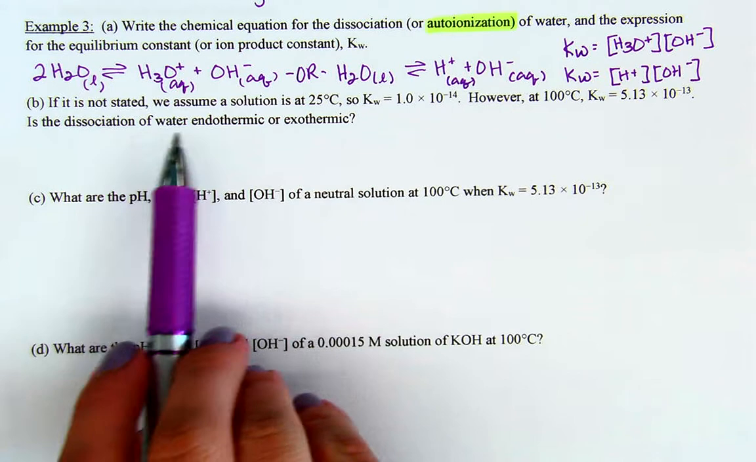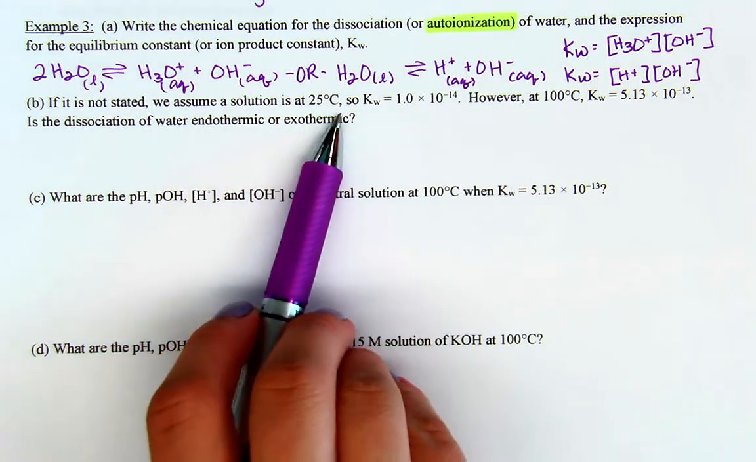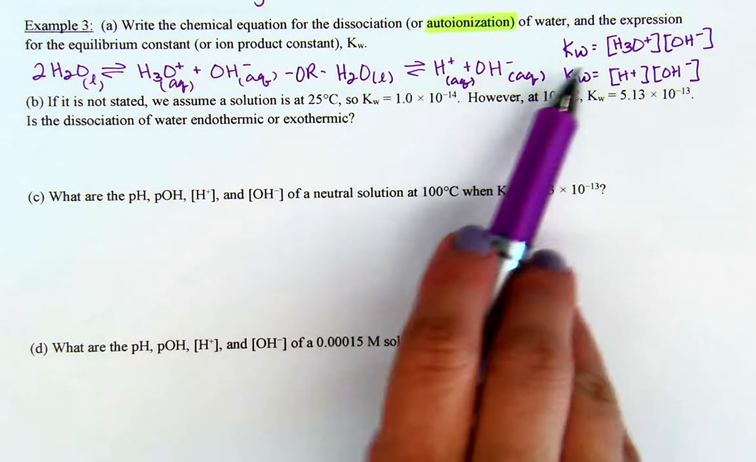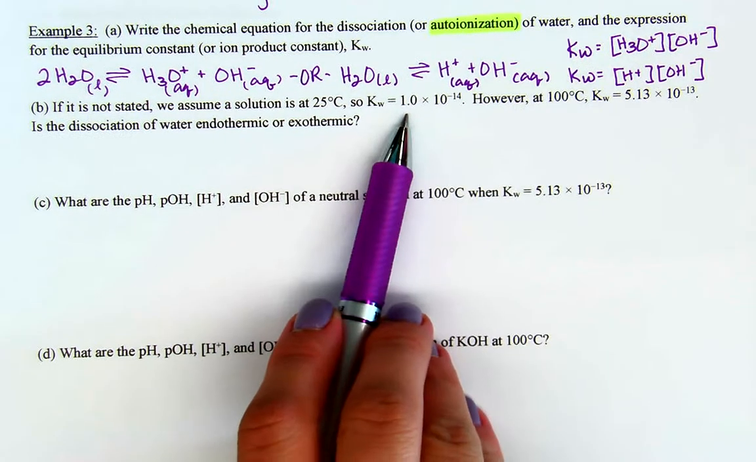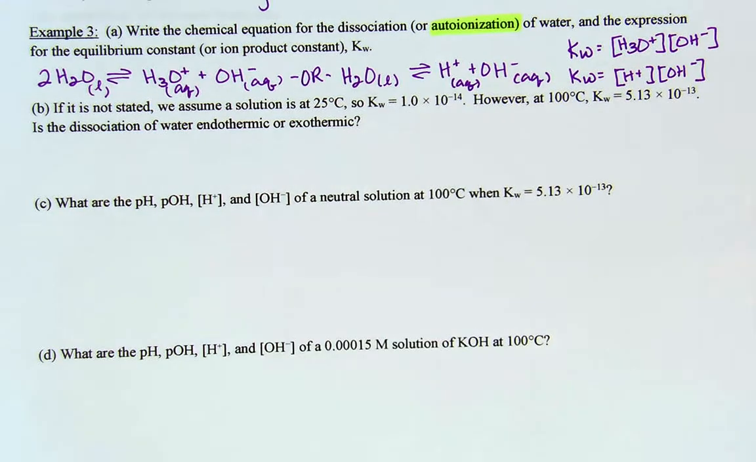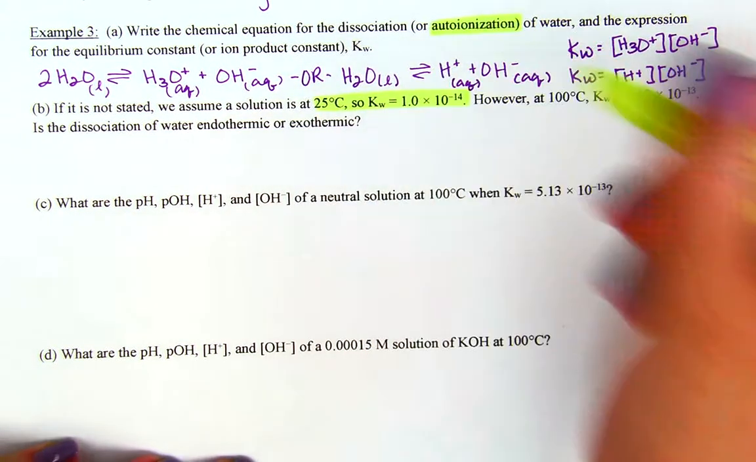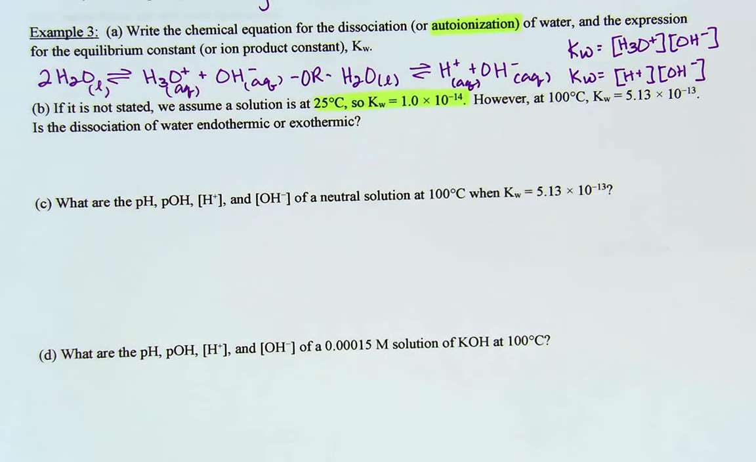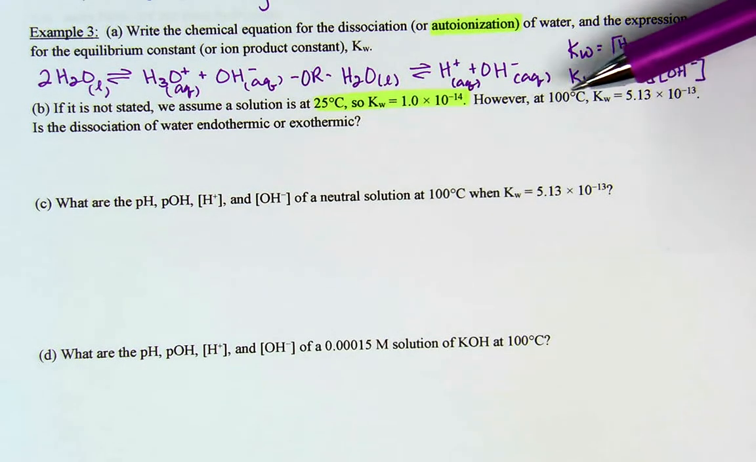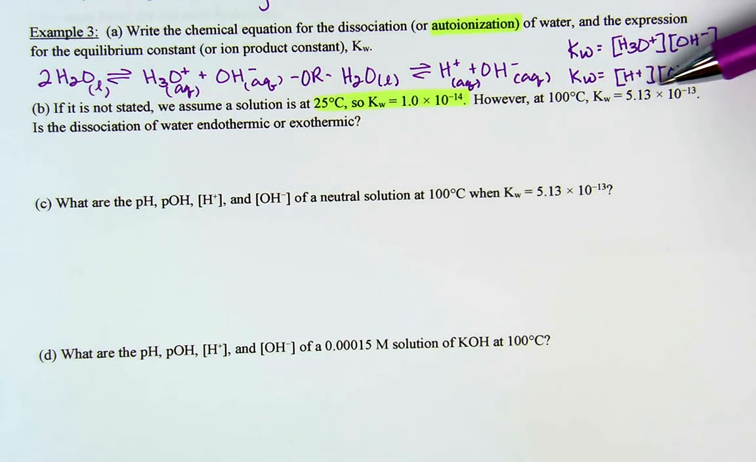All right, if it's not stated, we assume a solution is at 25 degrees Celsius. So then Kw here is always going to be equal to 1.0 times 10 to the negative 14. So Kw equals 1.0 times 10 to the negative 14 at 25 degrees Celsius. However, at different temperatures, Kw changes. So at a higher temperature, at 100 degrees Celsius, the boiling point of water, Kw equals 5.13 times 10 to the negative 13. So it's a bit of a bigger number.